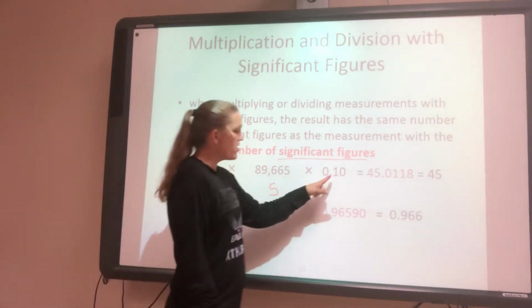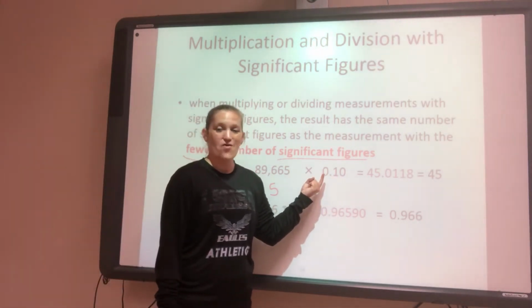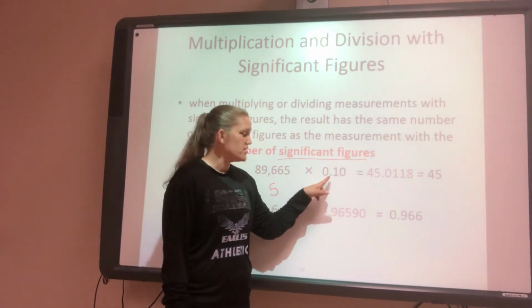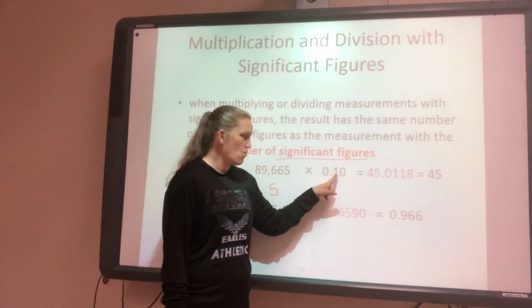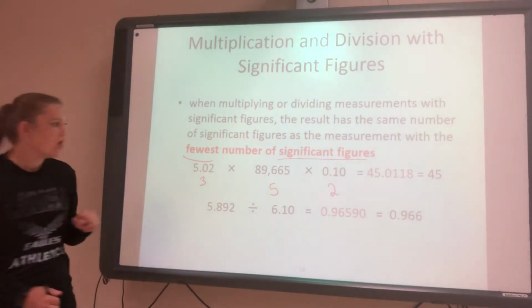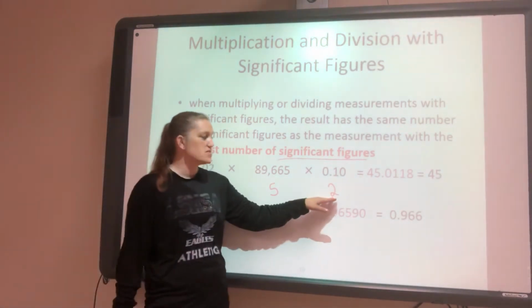All right, the 1 counts because it's a non-zero. This is a leading 0, and so leading zeros don't count. Trailing 0, but I have a decimal place, so it counts. So 1, 2. So what's the fewest number of sig figs? This was 3, this was 5, this is 2.